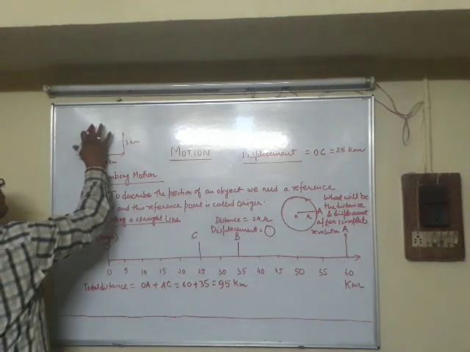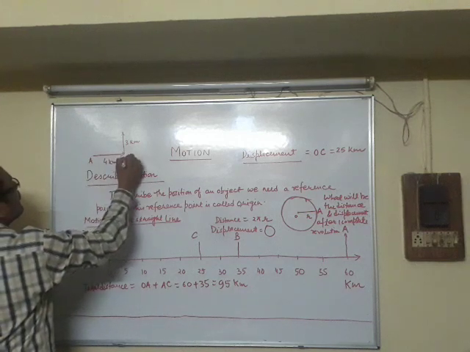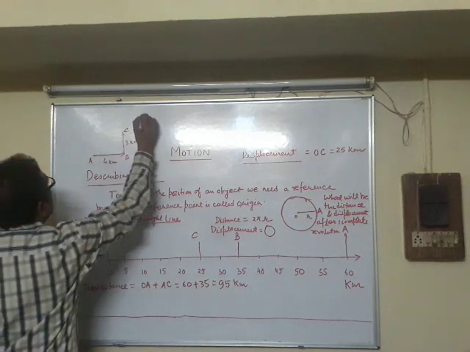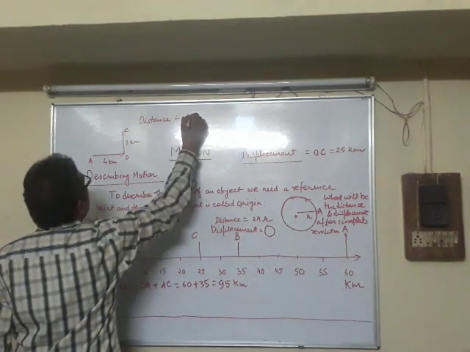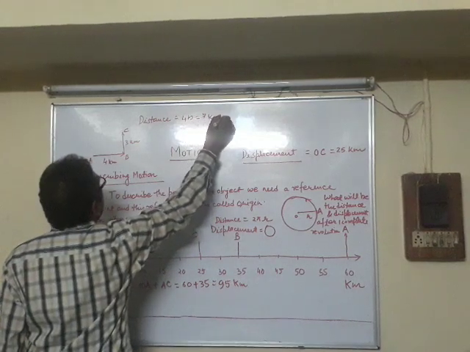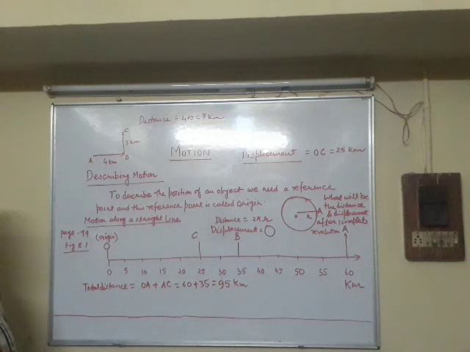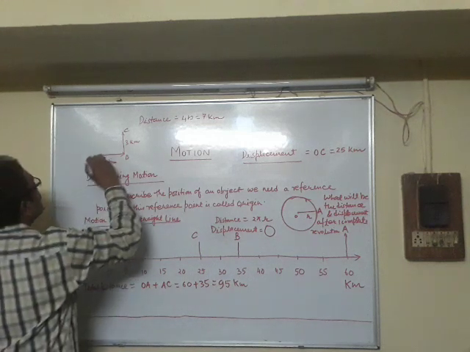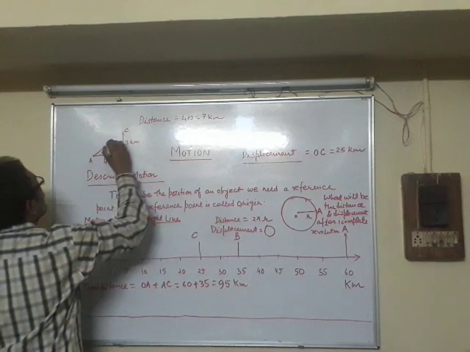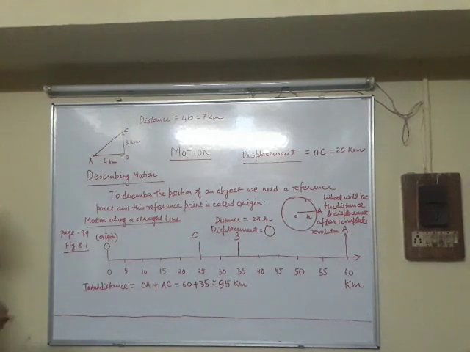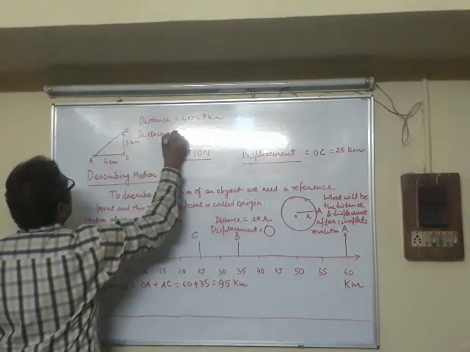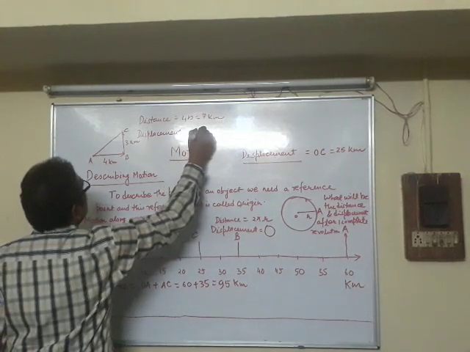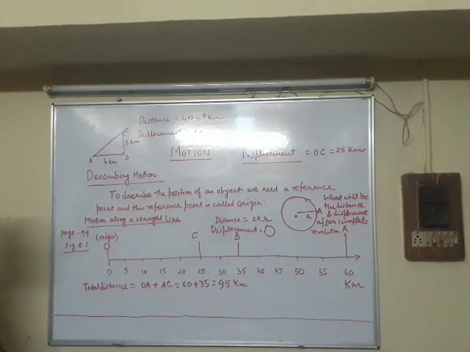As you know, you can name the points A, B, C. So in this case, distance will be equal to 4 plus 3, so 7 kilometers. And what will be the displacement? For displacement, you have to join the initial and the final point with a straight line. So displacement will be equal to AC. Now, how can we find AC?